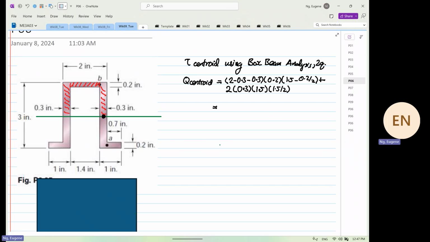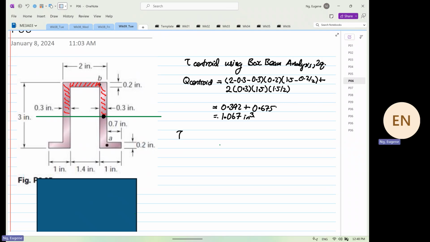So this will be equal to 1.5 minus by 0.1 times 0.2 times by 1.4 is 0.392, plus 2 times 0.3 times 1.5 times 1.5 divided by 2 is 0.675. So this is equal to 0.392 plus 0.675 is equal to 1.067 inches to power of 3.